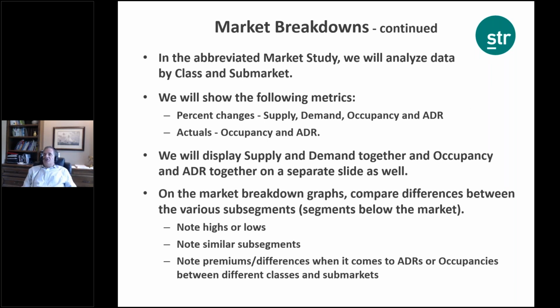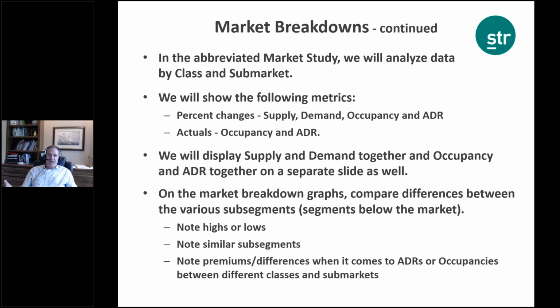Now, in the abbreviated market study, we're going to analyze data by just class and by submarket. And we're going to show the following metrics. We're going to show percent changes for supply, demand, OCC, and ADR. And then we're going to show actuals for occupancy and average daily rate. And we're going to display the supply and demand together and the OCC and ADR together on a separate slide. And we're going to compare the differences between the various sub-segments.